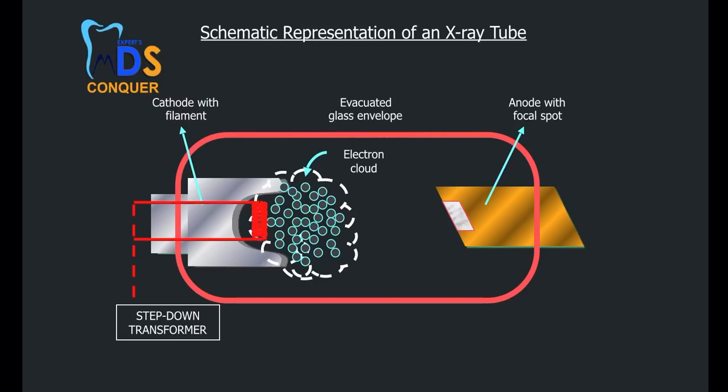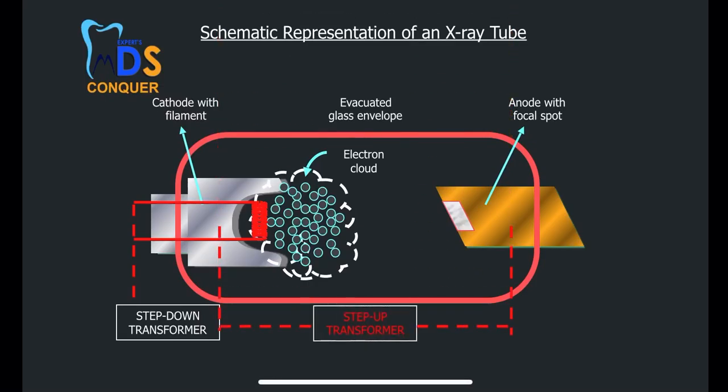Now let's discuss the step up transformer. We have discussed the step down, so why is there one more transformer called a step up transformer? The simple reason is that for the electrons to focus towards the focal spot on the anode, there should be a good potential difference between the cathode and anode. Voltage or potential difference should be maintained between the cathode and anode. For that, the step up transformer will increase the voltage again.